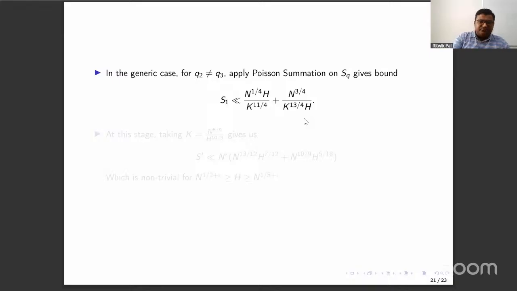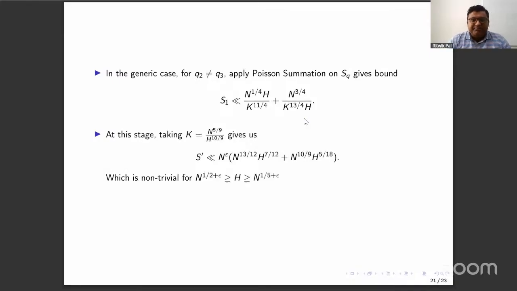Now at this stage, if we take k equal to n to the power 5 by 9 divided by h to the power 10 by 9, we get that the original shifted convolution sum S dash is bounded by this right hand side. This is already non-trivial for h greater than n to the power 1 by 5. Recall that we have already improved over the range of Dasgupta-Liang, whose non-trivial saving was for h bigger than n to the power 1 by 4.